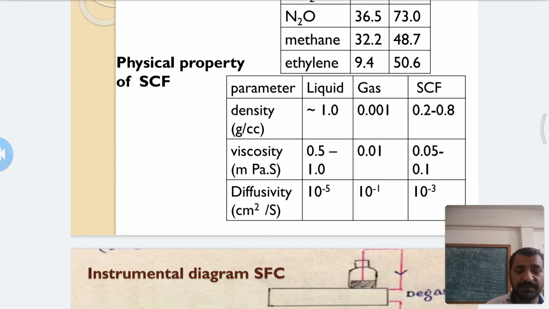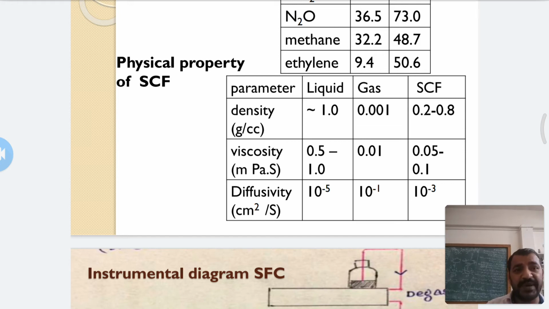Similarly, its viscosity in the liquid phase is 0.5 to 1, and in the gas form its viscosity is 0.01. In the supercritical fluid, its viscosity is near about 0.05 to 0.1. Similarly, diffusivity is 10 raised to minus 5 in the liquid phase, 10 raised to minus 1 in the gas phase, and in the supercritical phase its diffusivity is 10 raised to minus 3.